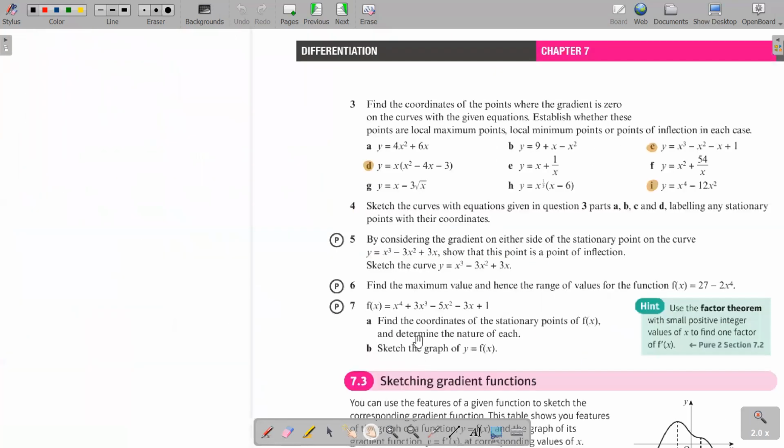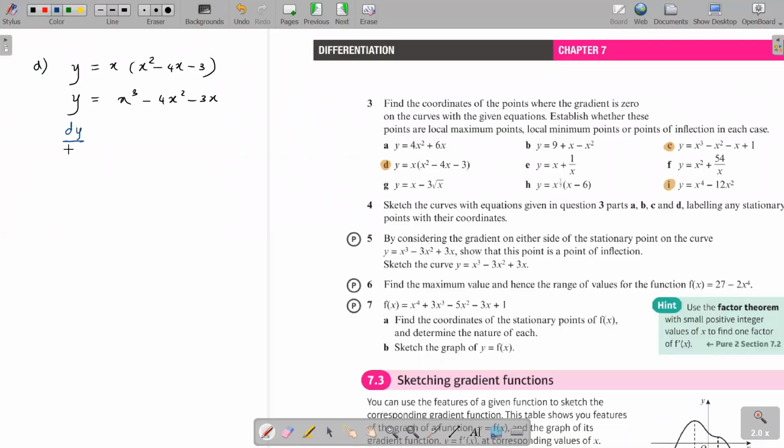Part D. y equals x times (x square minus 4x minus 3). Can we differentiate when it's in this form? No, first you must expand the bracket. Leave the y as it is and open the bracket. So it's x cube minus 4x square minus 3x. Take it to this format and then you differentiate.